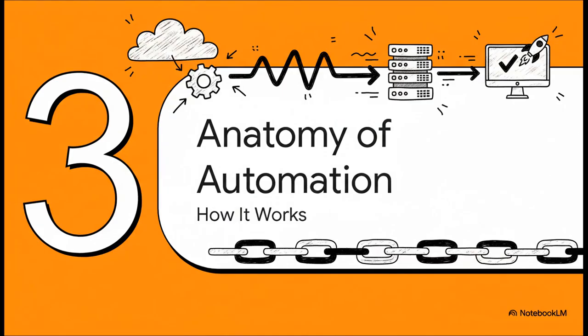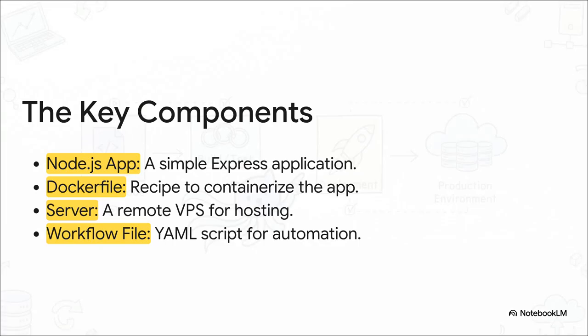So you're probably wondering, how does this magic actually work? What are the moving parts? Let's pull back the curtain and break down the anatomy of this automation. There are really just 4 key players on the stage here. You've got your app, in our case, a simple Node.js app. There's a Dockerfile, which is just a recipe for packaging that app. You've got your server, where the app is going to live. And then the star of the show, the workflow file. This is our master plan, written in a format called YAML.